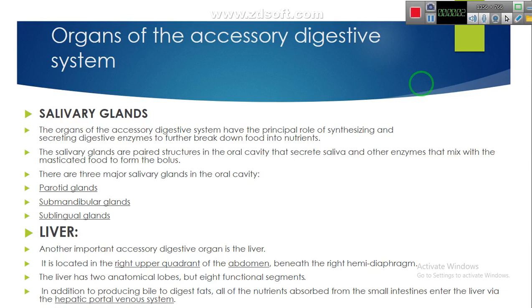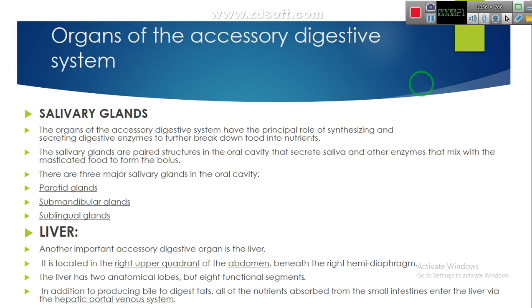Now I'm continuing my presentation of the digestive tract with the accessory digestive system. Previously, I described the alimentary canal and its parts in detail. Now I'm going to describe the accessory digestive system.